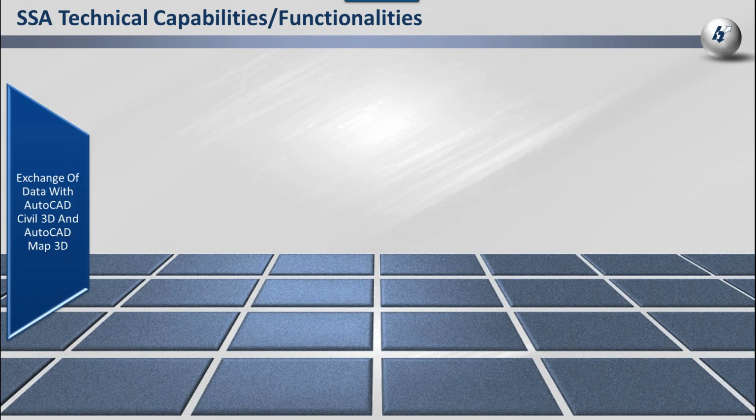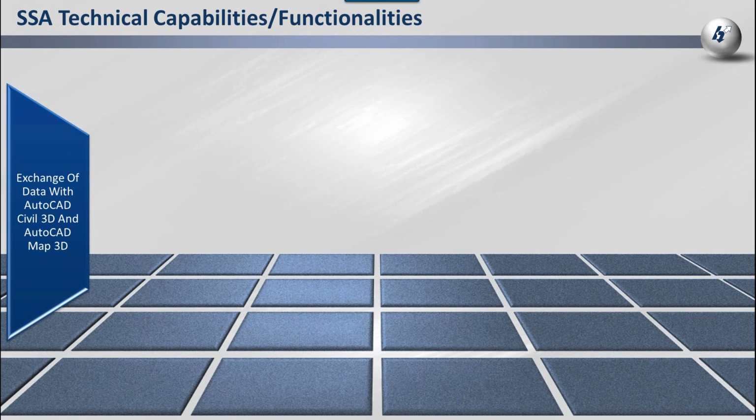Now, some of the technical capabilities and functionalities that SSA has, we've already talked about the exchange of data with AutoCAD Civil 3D and Map 3D. So we're able to take the information from Civil, our preliminary pipe networks, we're able to export them out into SSA. We're going to be able to make any changes within SSA that we deem necessary and run it through the process. And then we're able to import that back into Civil and Map 3D and see the updates and the dynamic aspect of the interoperability here.